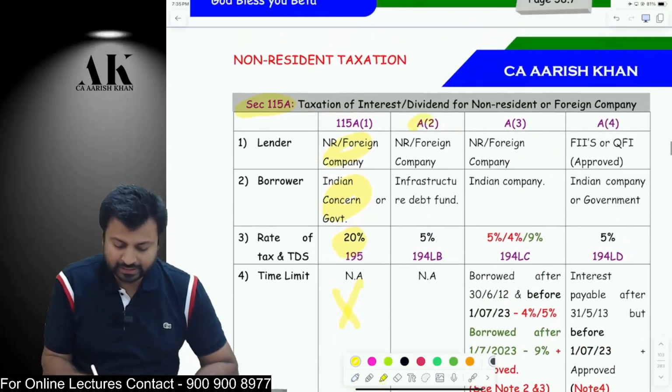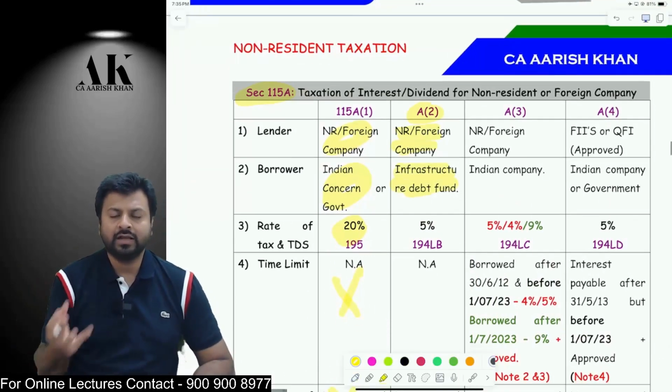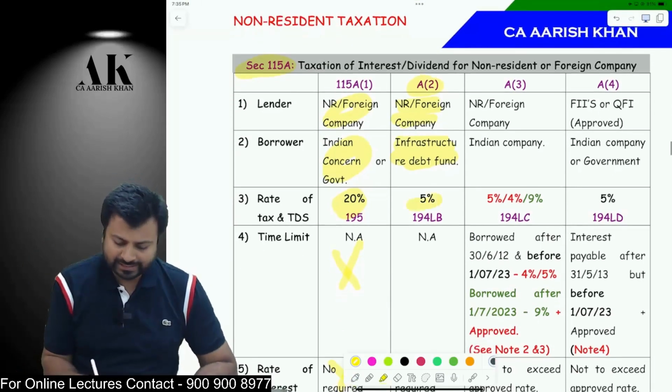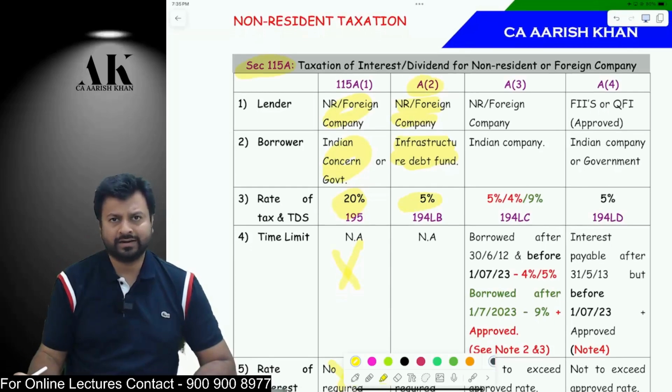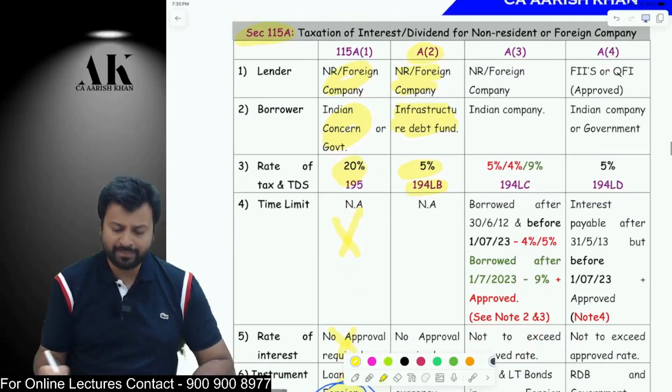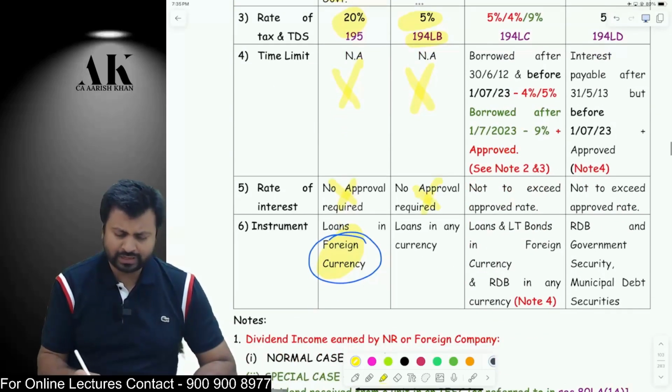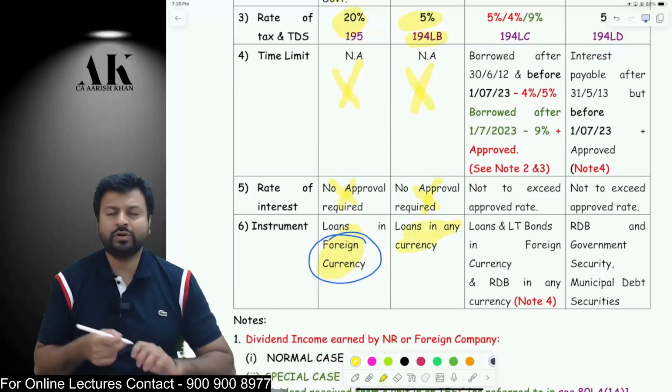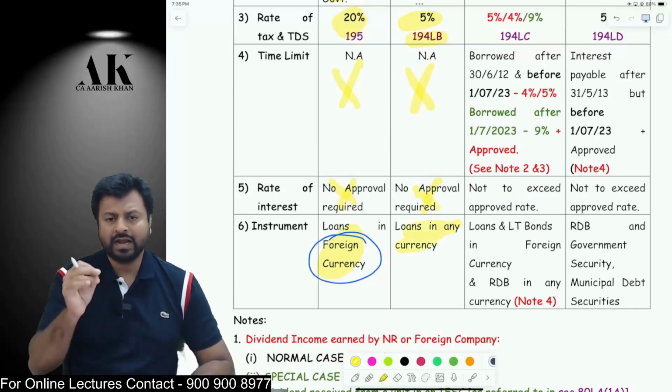Let's move on to the second section. In the second section, the lender is a non-resident or foreign company, same as the first one, and it is lending money to an infrastructure debt fund. So the borrower is an infrastructure debt fund. The tax rate in the hands of the non-resident in respect of interest will be 5%. TDS will be deducted under section 194LB. There is no time limit and no approval required. Plus, here there is one advantage: the loan can be in any currency. There is no need that the loan should be in foreign currency. I hope it is clear to all of you.